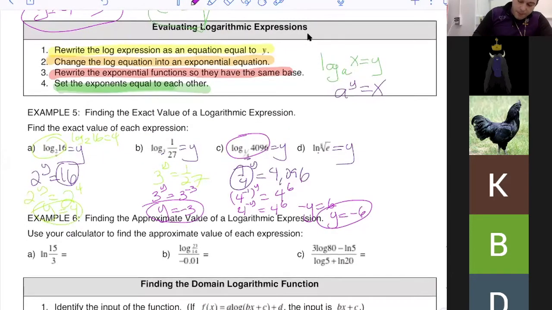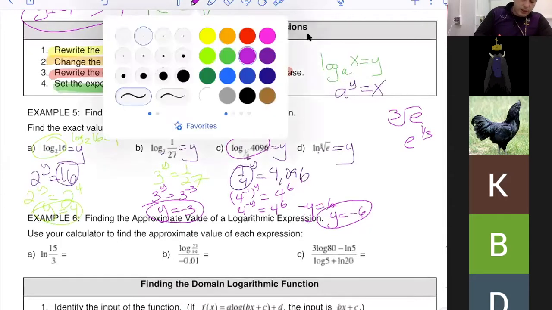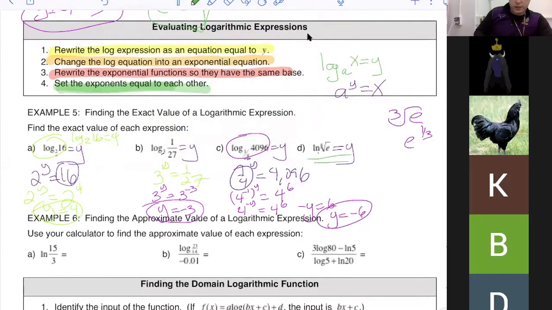All right, now for D, I had to zoom in on this because the copy is not very clear. But what that says is the natural log of the cube root of e. Now you could leave it like that, but I highly recommend we change it to exponential notation. So the cube root of e is the same thing as e to the 1/3 power. And now when I solve for this, remember natural log is base e. So all this is saying is e to the y is equal to e to the 1/3. y is equal to 1/3. All right, so I'm changing between exponential notation and logarithmic notation.